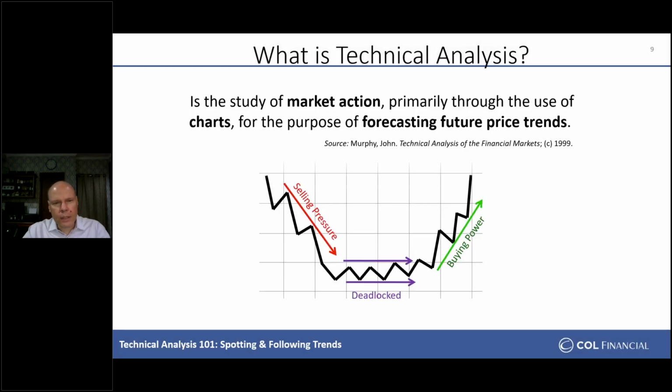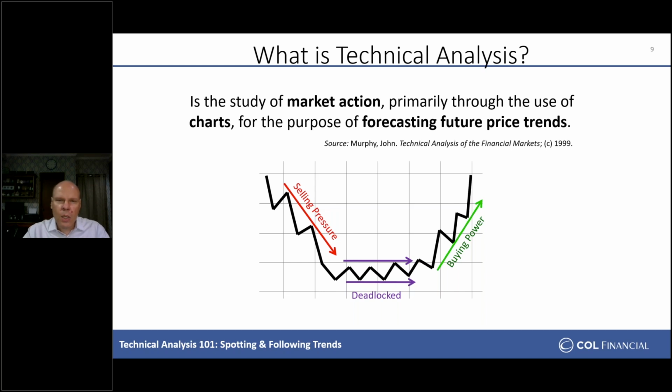So what is technical analysis? Technical analysis is a study of market action. It's primarily used to show you charts or graphs, so we can see things in a very visual manner. And the objective here is to be able to forecast the future price trends of something. Now, I can't just give you the importance of a definition like this because it's broken down into three things.